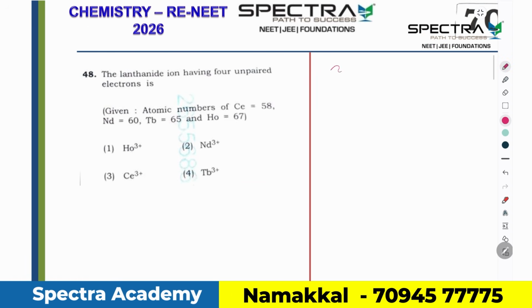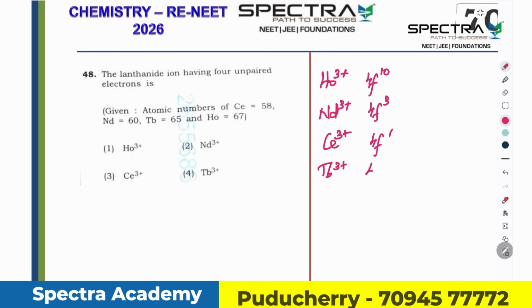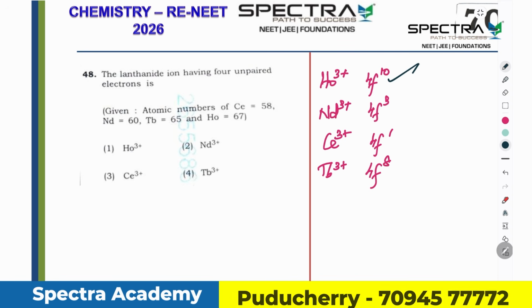48th one, holmium 3 plus. This seems to be 4f10 configuration. Neodymium 3 plus, this is 4f3 configuration. Cerium 3 plus, this is 4f1 configuration. And terbium 3 plus, this is 4f8 configuration. So when we compare all of them, this is the reliable answer.